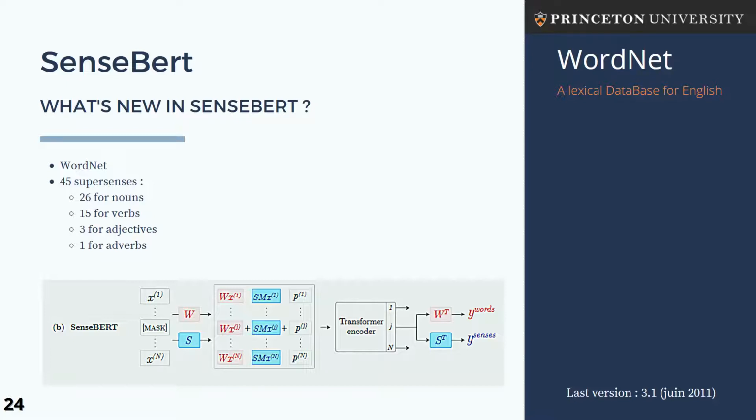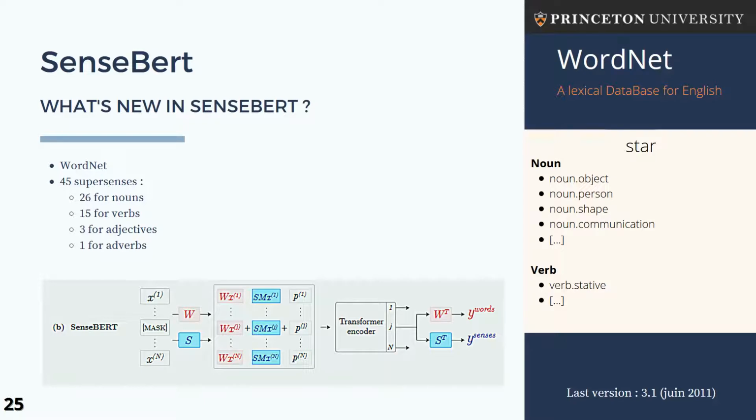WordNet is a lexical database that started to be developed in the mid-80s by Princeton University. Among all the information, we can find what's called lexical file info, but we will call it supersense. Now, let me explain the notion of supersense. A supersense is a category for words. It represents the different senses a word can have. For example, star. It can be an object, a person, a shape, and also communication if you use the asterisk, for example. And it can also be a verb.